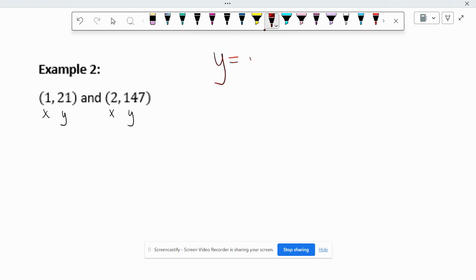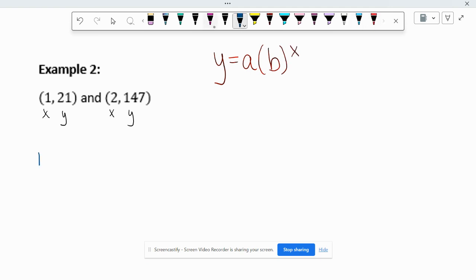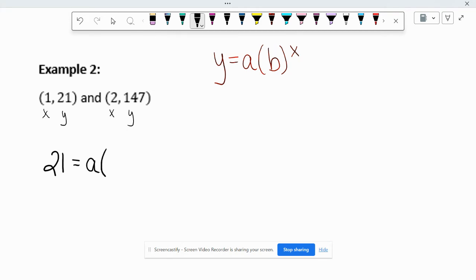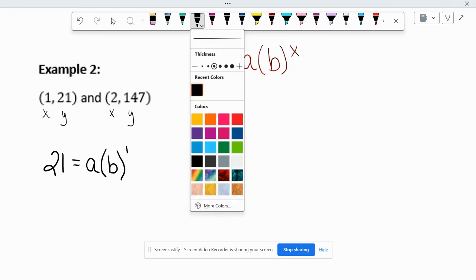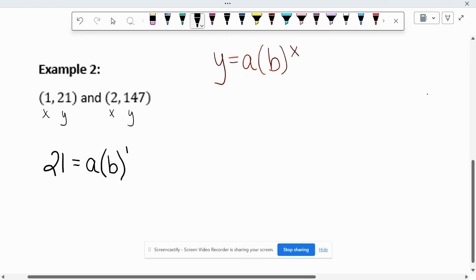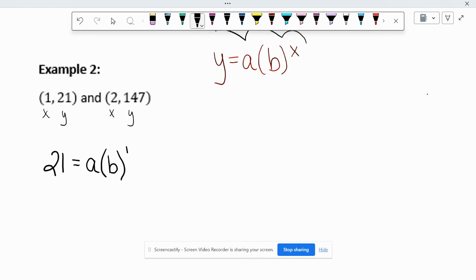So y equals a times b to the power of x. I'm going to write 2 equations. My first equation, I'm not going to number it. Just my first equation is going to be y, well, that's 21, equals a times b to the power of x, which is 1. That's my first equation. I plugged in my x and my y. Does everybody see what we did there? All we did was plug in the x and the y to the original function.